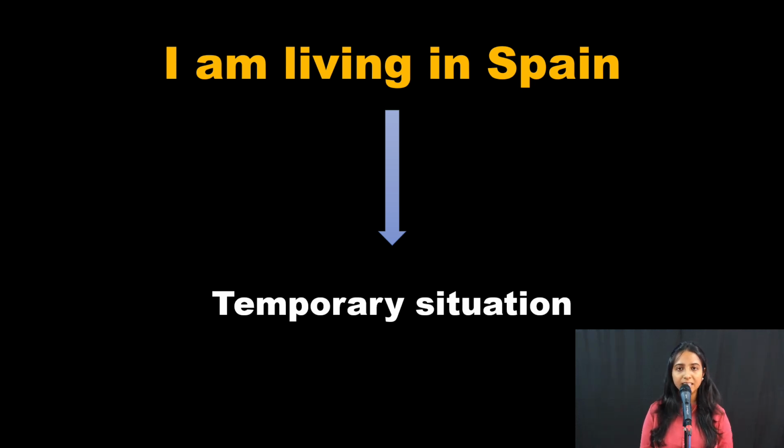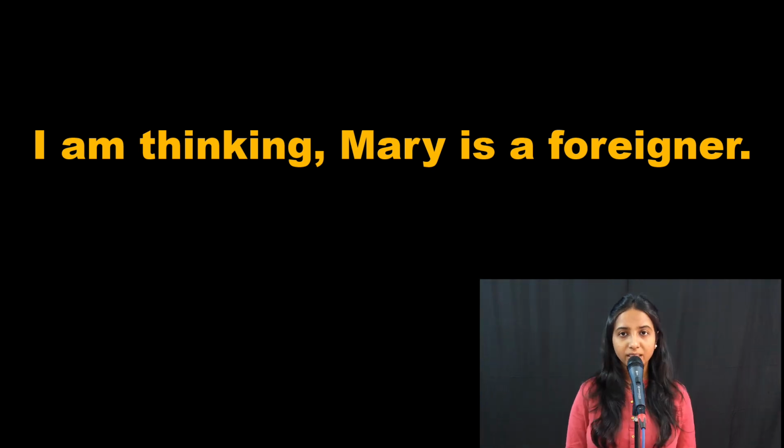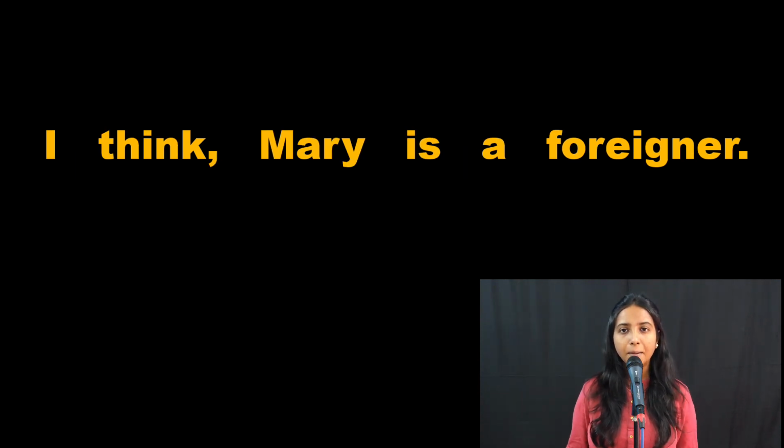Let's look at the second sentence. I am thinking Mary is a foreigner. Is this sentence right? Well, it's not, because there are some verbs that we cannot use in the continuous form, and think is one of them. So this sentence should be I think Mary is a foreigner.